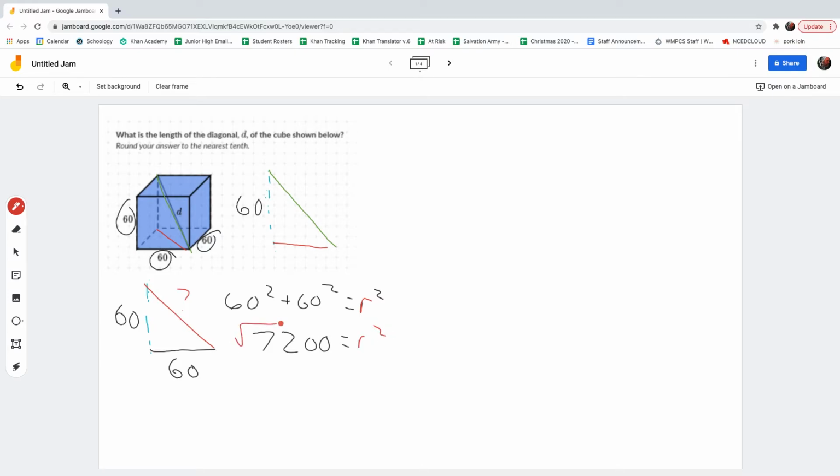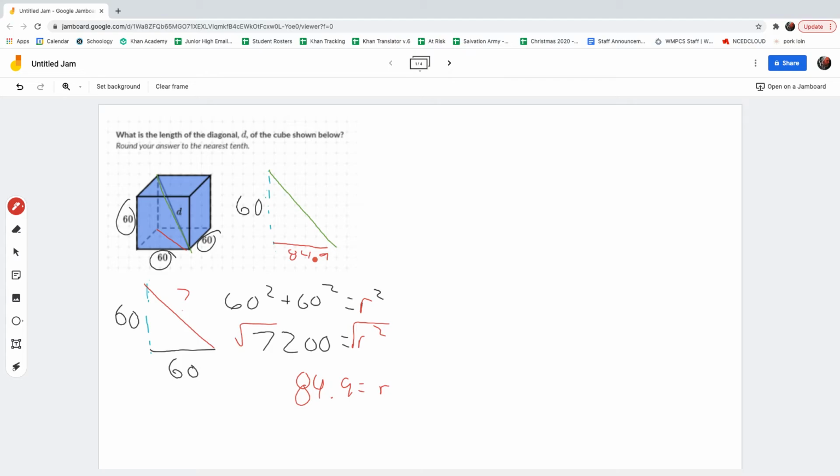We square root both sides. When we do, we get a really weird number. And this is where it's really confusing, and for the sake of argument, let's go ahead and round it to the nearest tenth, and we're going to say that it's about 84.9 equals r. So you just found out that that red side is 84.9, okay? If we want to be exact, we could use the square root of 7,200, but we won't for now.